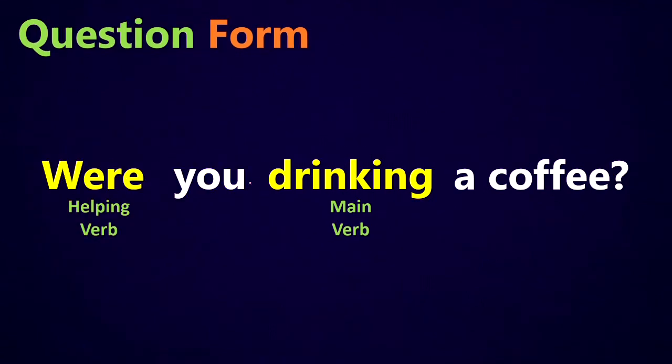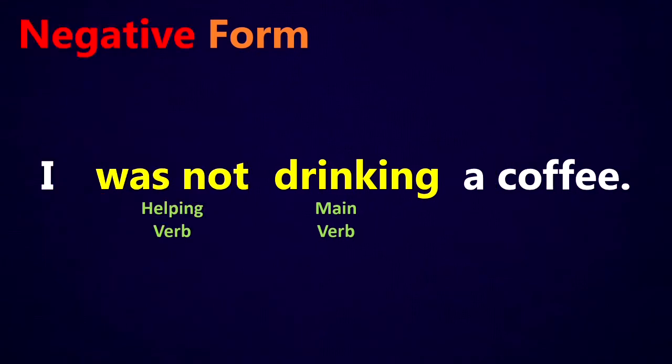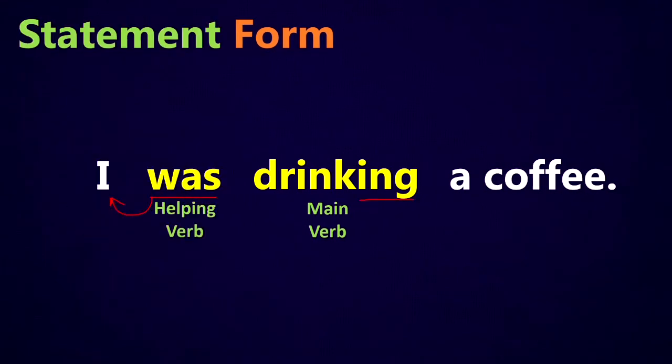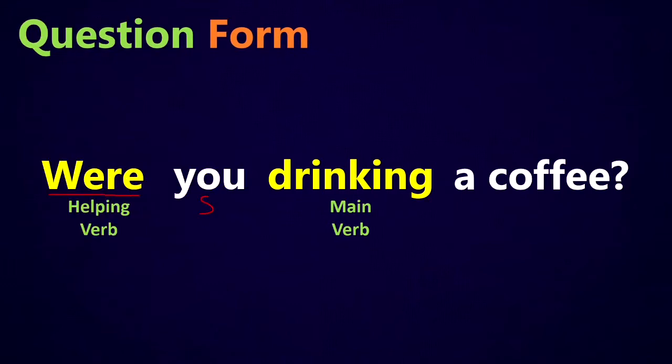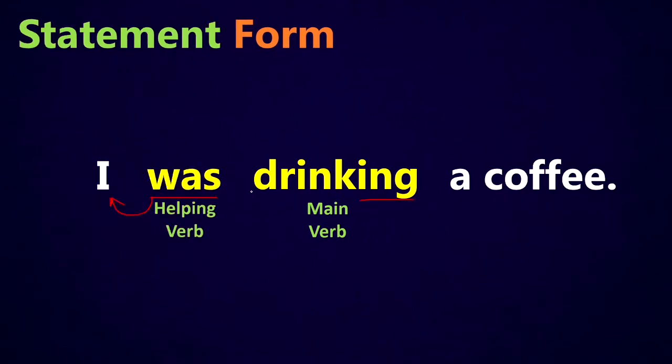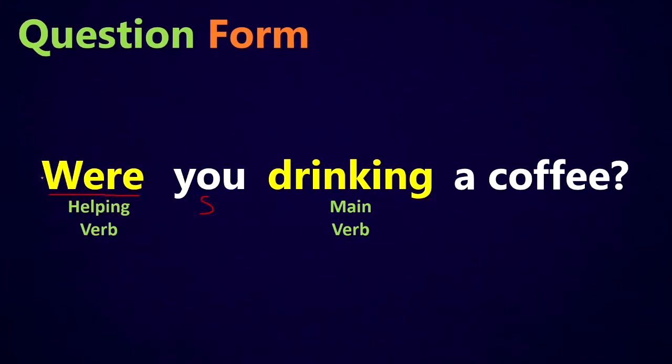As a question form, we would say, were you drinking a coffee? So we can see we've changed the helping verb to were because the subject is you. But the main verb stays the same. So it doesn't matter who or what the subject is. The main verb is just going to stay as the ing form of the verb. And again, when we're making a question, all we do is we take the helping verb and we move it to before the subject. So were you drinking a coffee?